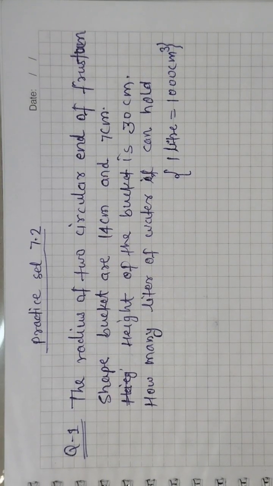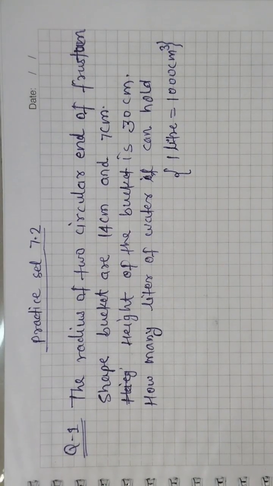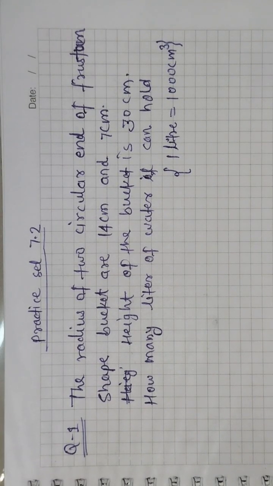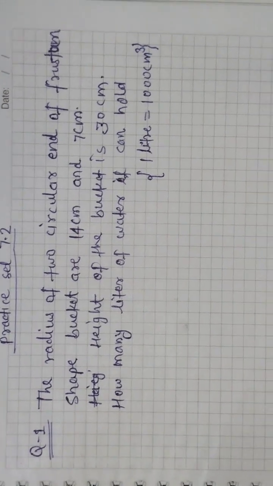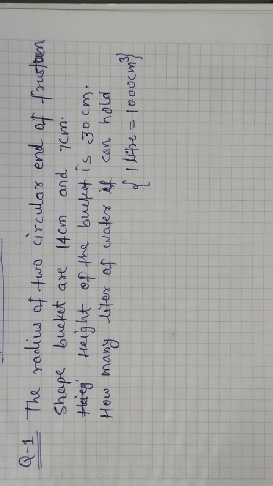So, hi guys, today we are going to solve the practice set 7.2 of mensuration. The question is number one. Question one, we are going to solve it. The question is saying the radius of two circular ends of a frustum shape.